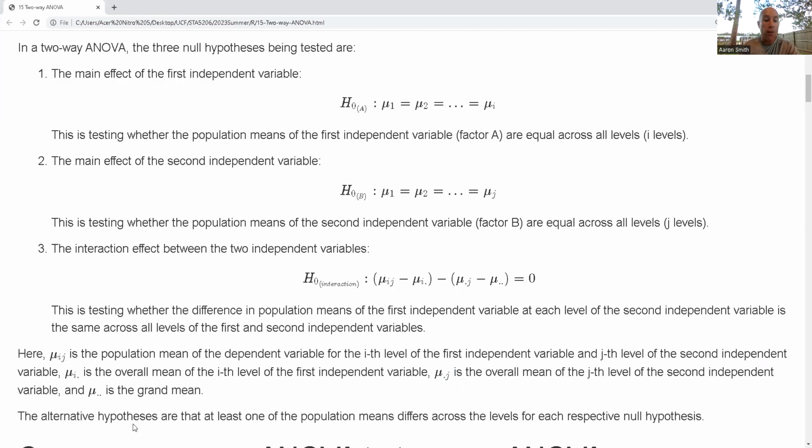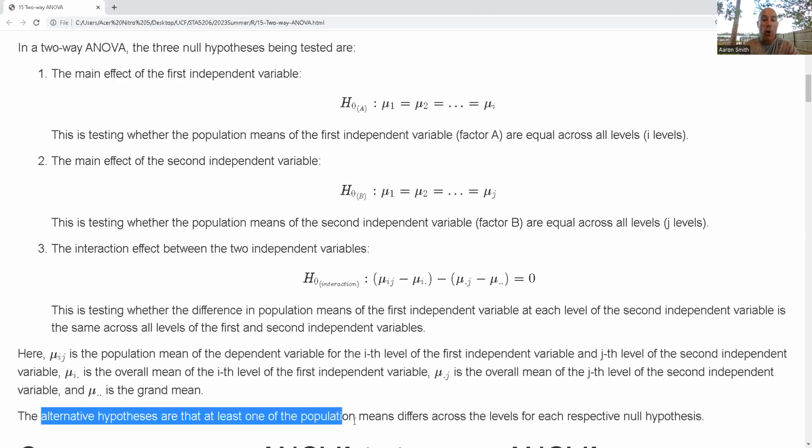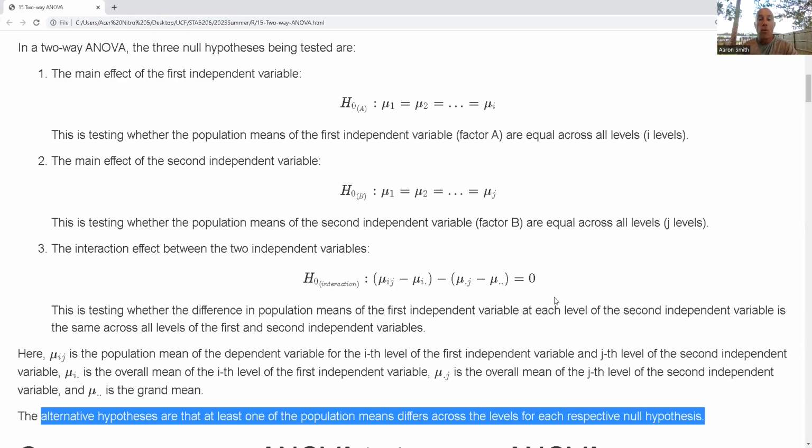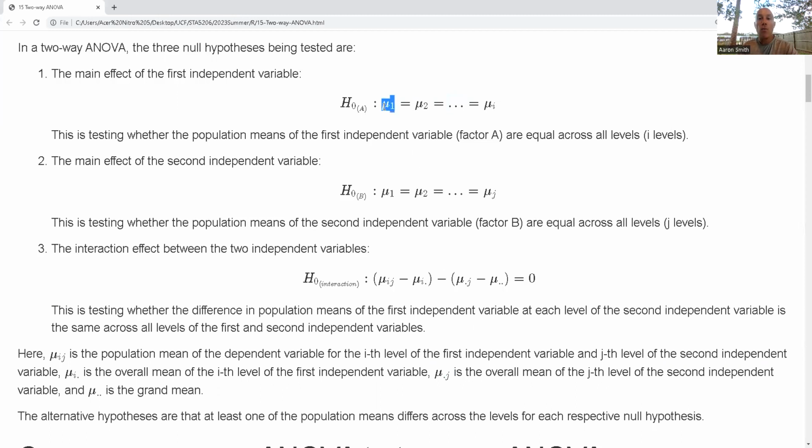The alternative hypotheses, excuse me, our alternative hypotheses are that at least one of the population means differ across the levels, respective of the null hypothesis. So the alternative hypothesis here is that somewhere two levels don't have equal means. And here we have, for some ij, this equation does not hold, that this does not equal 0.